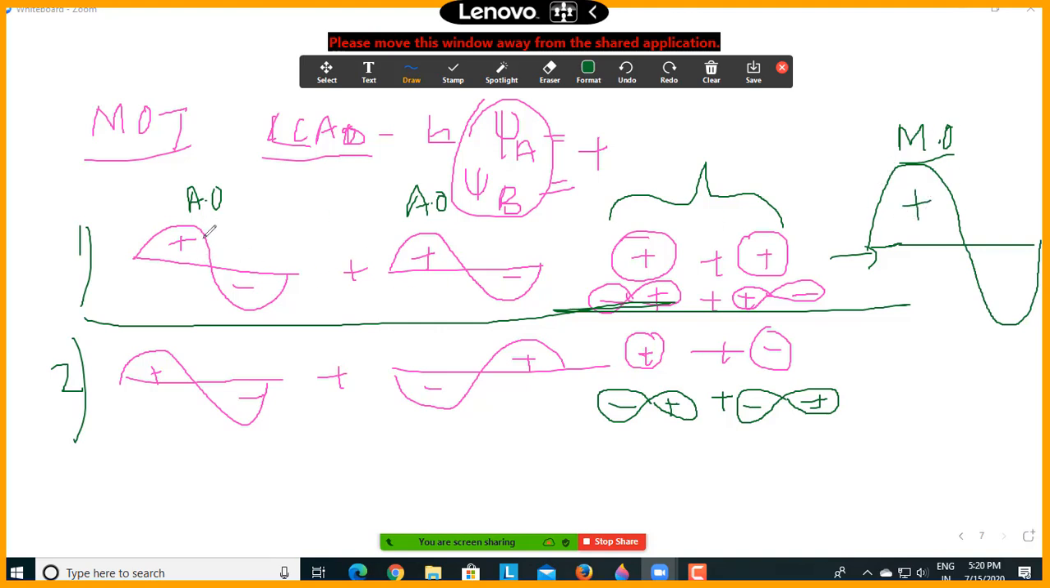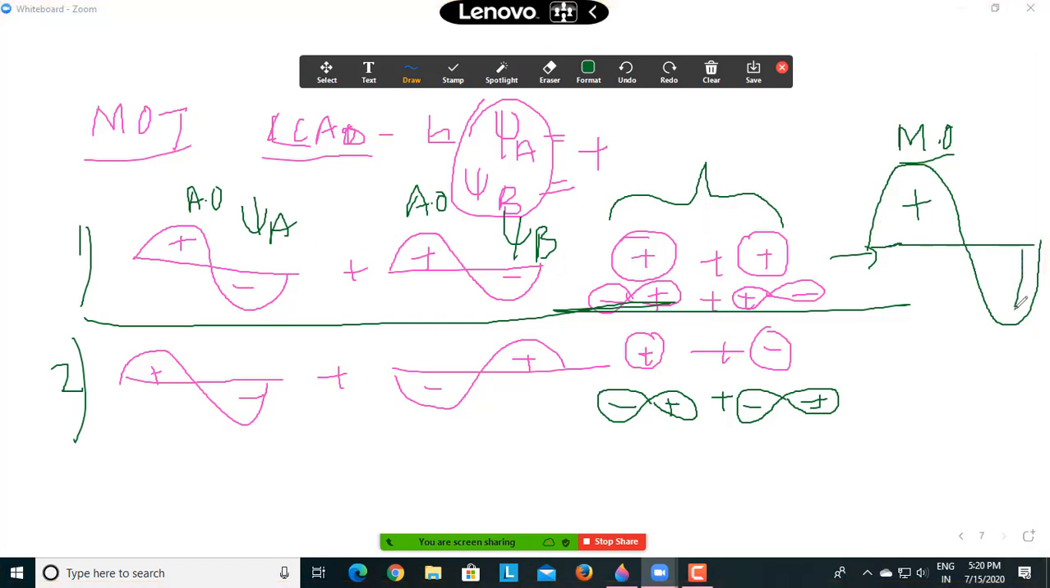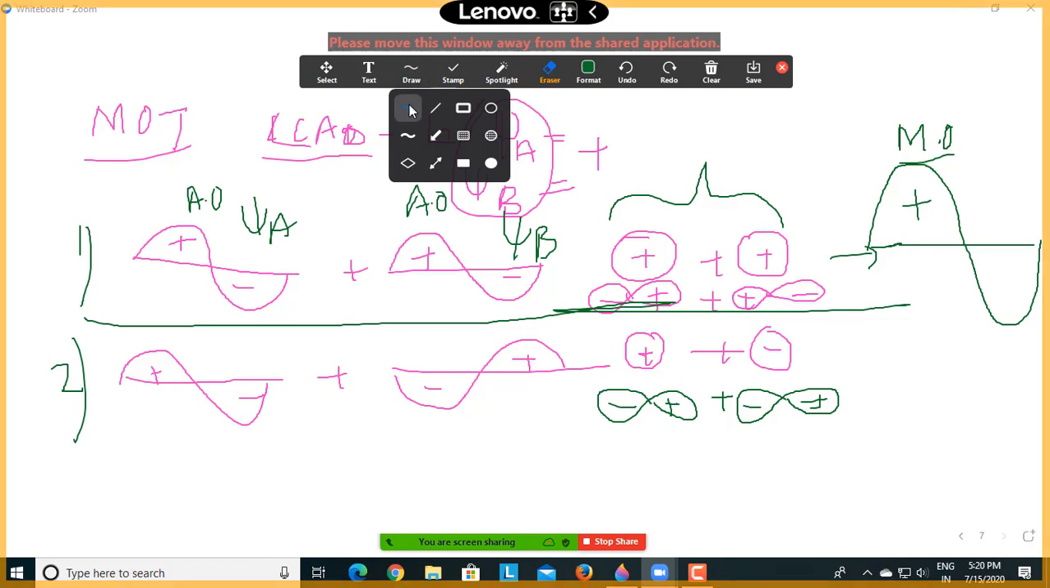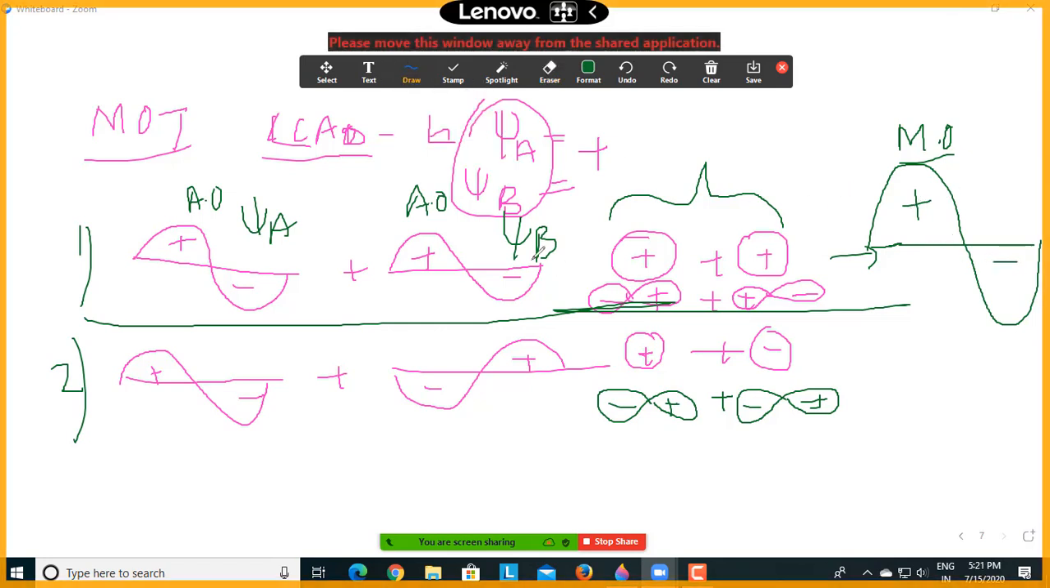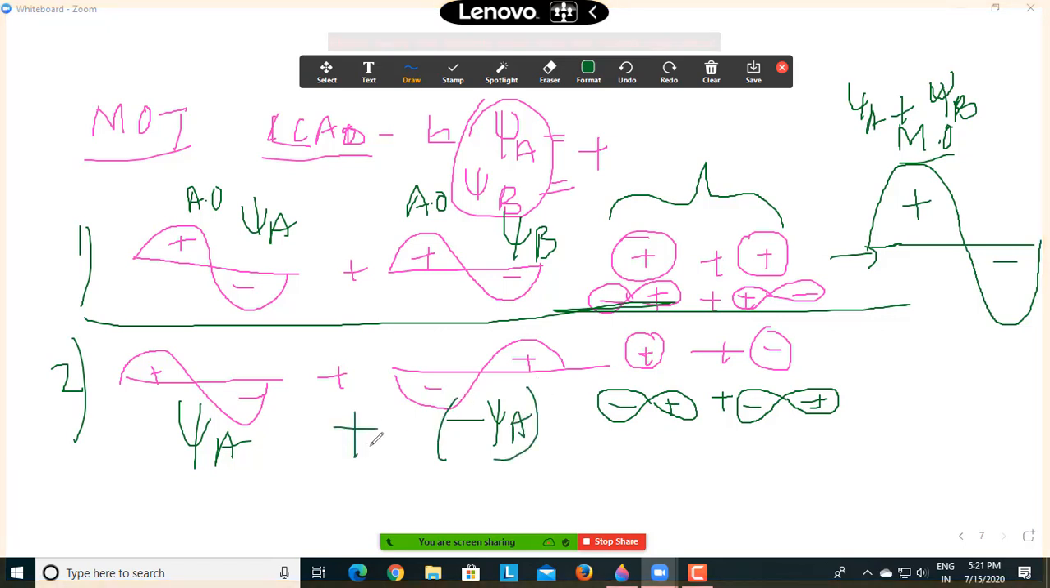So if this amplitude is psi A and this amplitude is psi B, maybe both are psi A, that is also possible. These are added, and this is minus. So this is plus and this becomes minus. So these amplitudes are added, and you say psi A plus psi B. Now when two electron waves are taken like this, psi A and psi B, but this psi B is minus psi B, so you say psi A plus minus psi B.